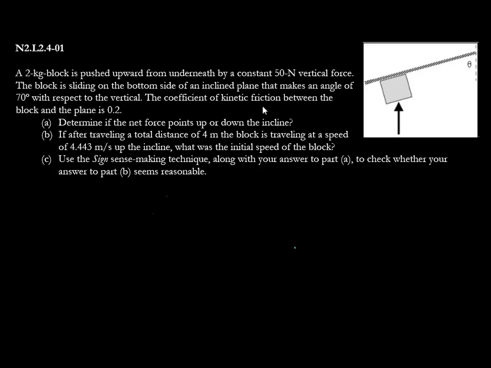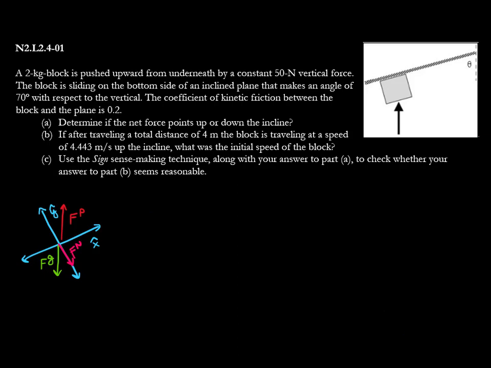So the first thing we're going to want to do is draw a free body diagram of all the forces. And since this is on an incline, I'm going to make my x-axis parallel to the slope that the block is moving on, like this. And one force we have is the push force upwards, and I'll call that Fp. Then we have the force of gravity downwards, Fg. And then we have a normal force going directly perpendicular to the slope. Call that Fn.